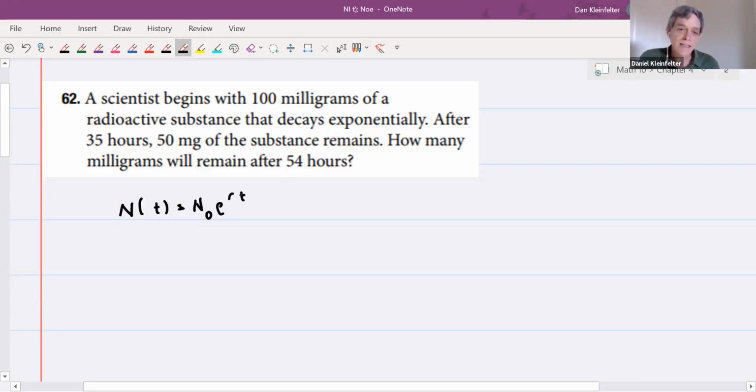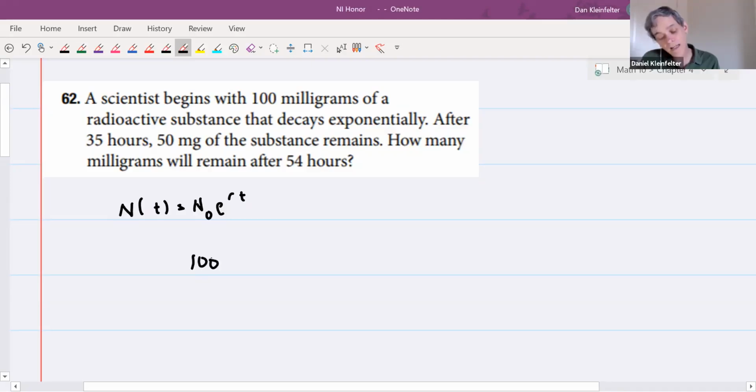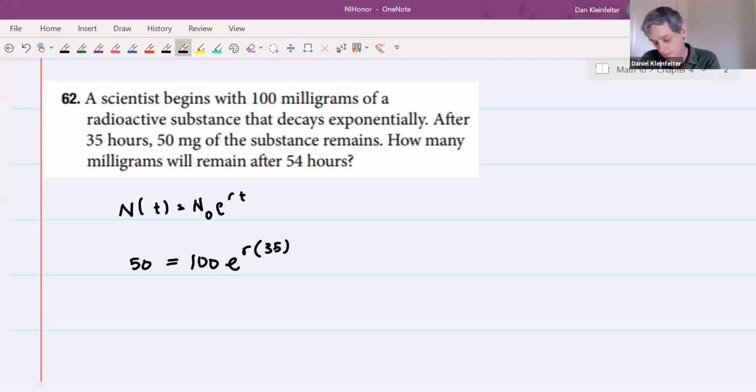And we're going to see that the value for r is going to be negative because this represents exponential decay. So we need to figure out the value for r first. So we're going to start by substituting in the values that we have. We know that we start off with 100 milligrams, and so that will represent our N0. And after 35 hours, half of it's there. So e raised to the r times 35 hours, we only have half of it left, so 50 milligrams. Okay, so for here we have to start thinking about how to solve for our r. So let's do that.